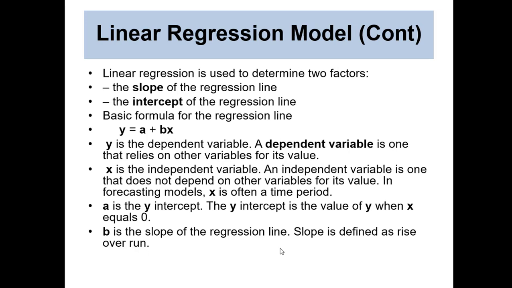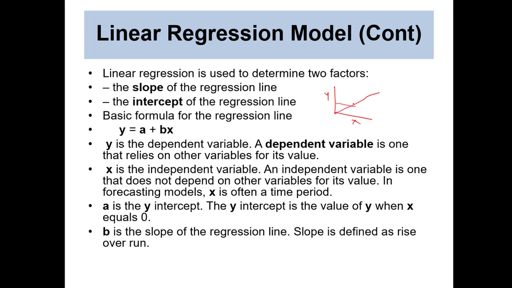So starting from the linear regression model, I have already discussed that we will construct a linear line, a straight line. Linear regression is used to determine two factors: the slope of the regression line and the intercept of the regression line. Basic formula of the regression line: y is equal to a plus bx. So for example, if I construct an xy plane, this is my x and this is my y. Okay, so this will be a trend line.